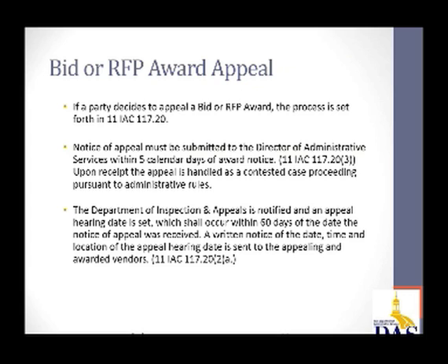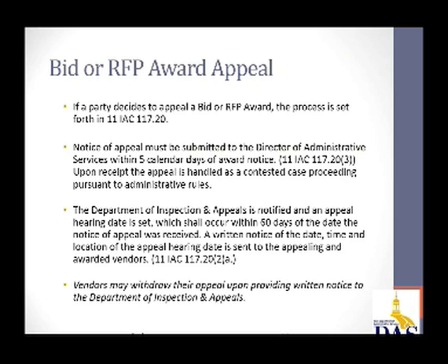At that time, I receive notice also. I don't receive forward notice of an appeal coming in, but once they come into the director and the director issues a notice, at that time is when I also find out, as well as my purchasing agent involved. Now, the written notice of the date, time, and location of the appeal hearing is set and is sent to the appealing as well as the awarded vendors. All participate.